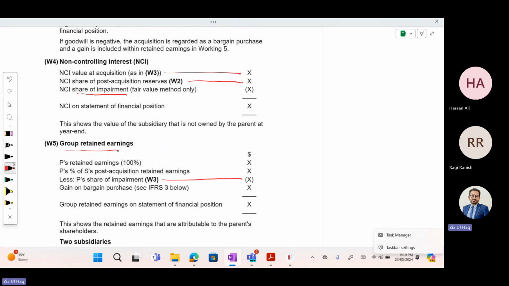How to calculate the group's retained earnings: parent company retained earnings, subsidiary profit share, and retained earnings share.